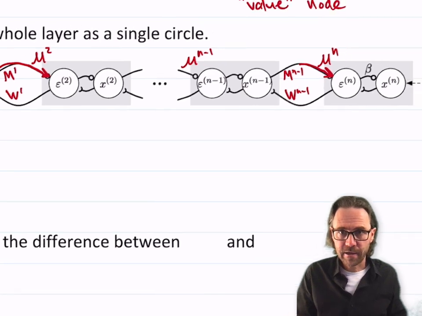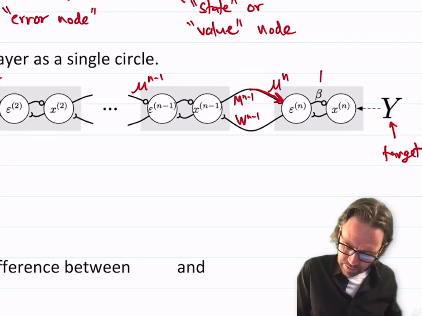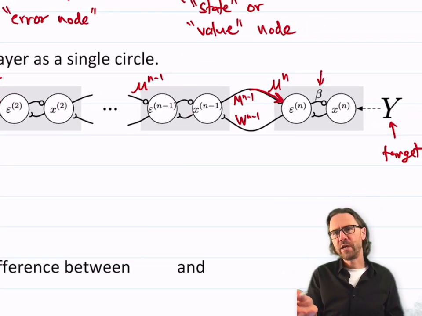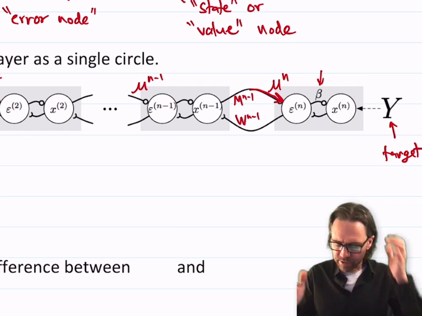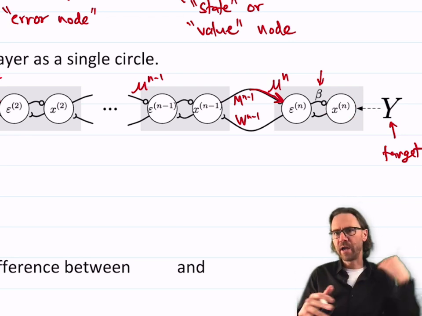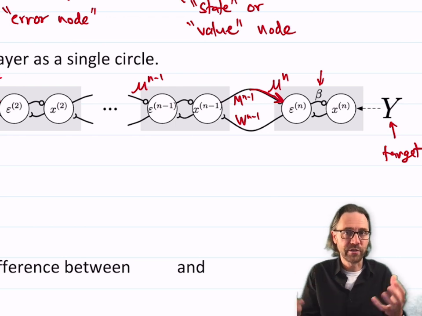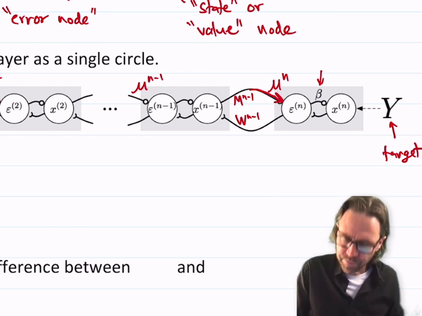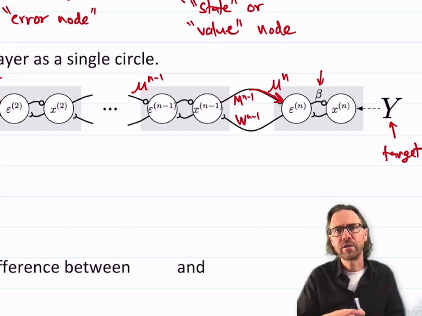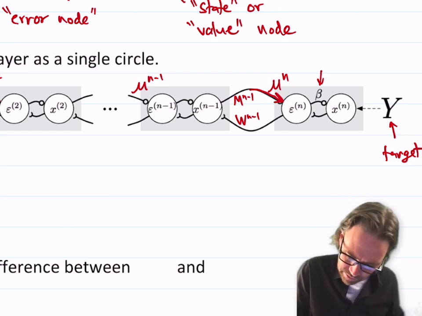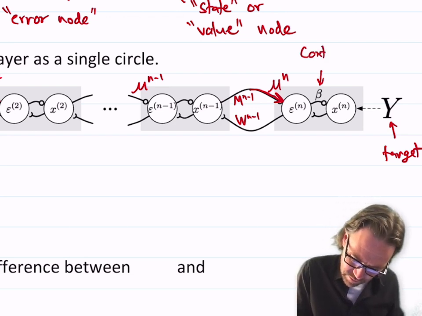And finally, this beta here controls whether or not there's input to this top node here. If we want to fix that top node at y, then we don't want to give any input. It'll just stay at the value y. So that beta value is a 0 or 1, and it controls the input to the output node.